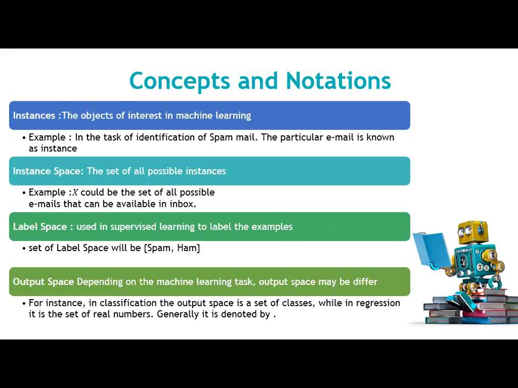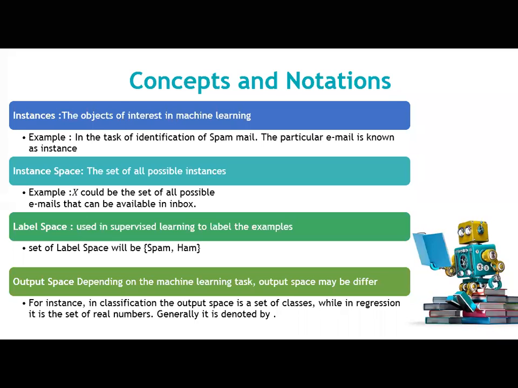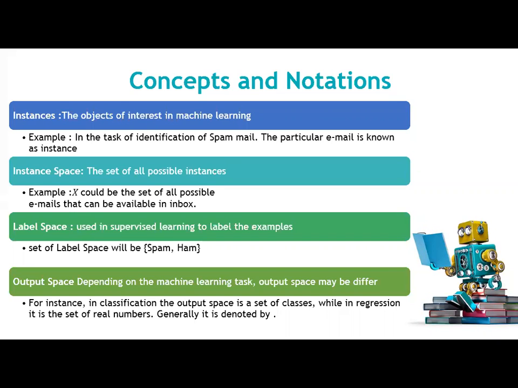While in regression, the output is the set of real numbers. For example, the percentage of a particular student: suppose I have 60 students, the percentage is always a real number, 67.32, 52.26. This is a real number, and this is regression. In classification and regression the output space is different, and the output space is generally denoted by Y.